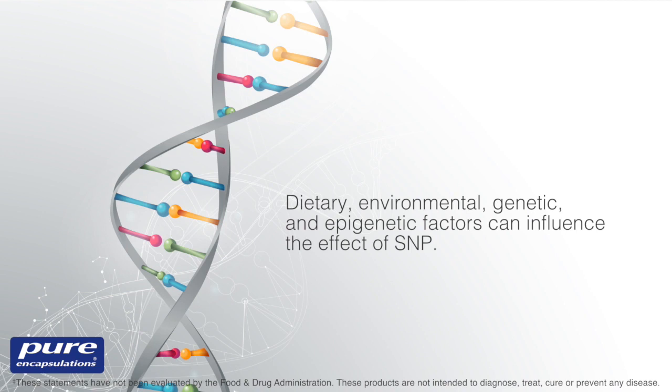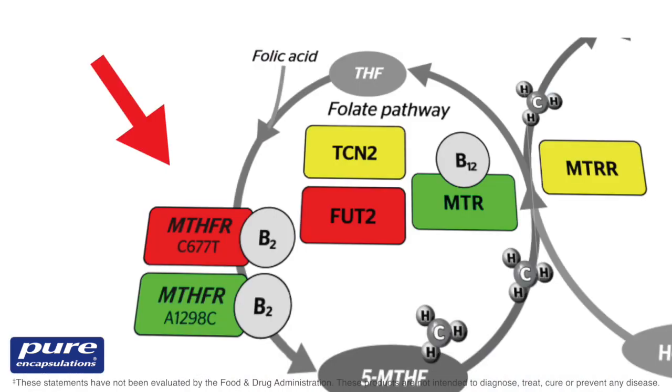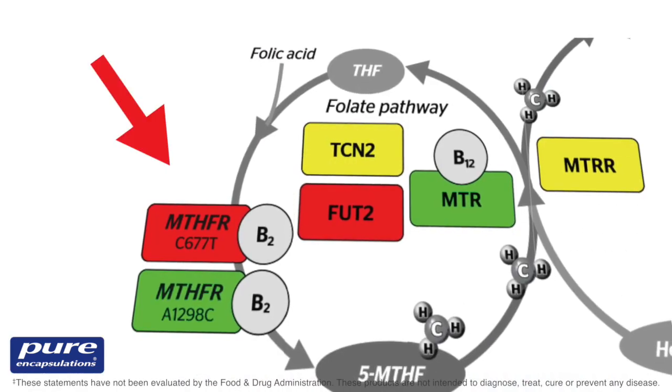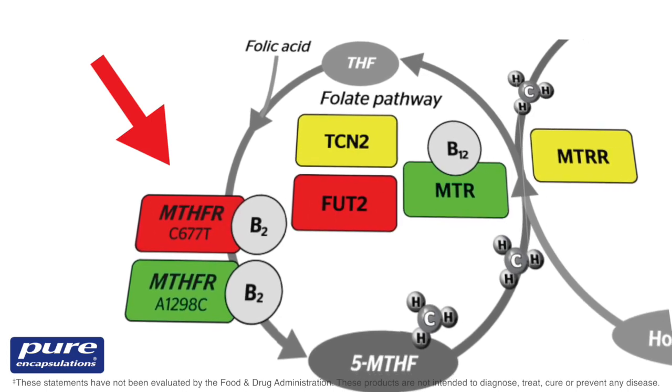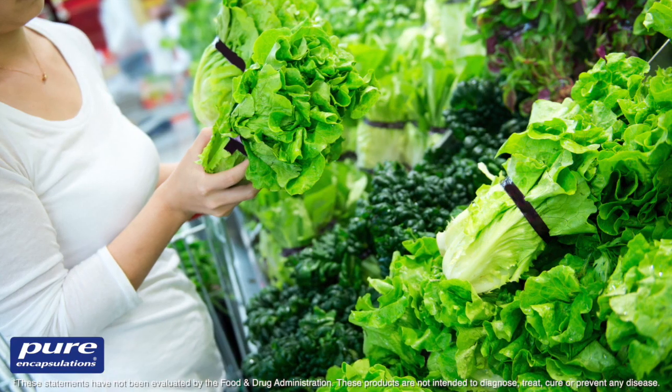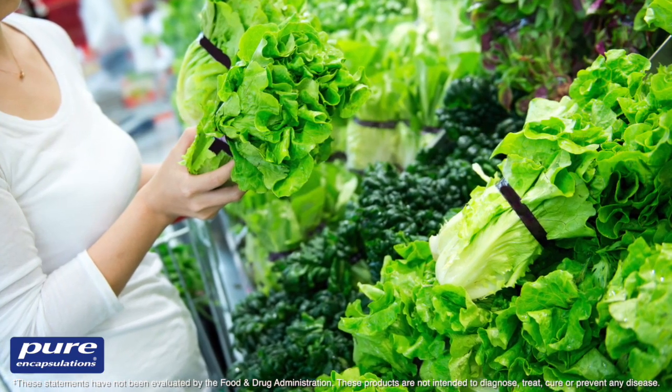Dietary, environmental, genetic, and epigenetic factors can influence the effect of a SNP on a person's physiology. For example, the C677T SNP in the MTHFR gene reduces the stability of the enzyme encoded by the gene. This enzyme converts dietary folate to its active form. By maintaining adequate folate status, carriers can mitigate the functional effect of this SNP.